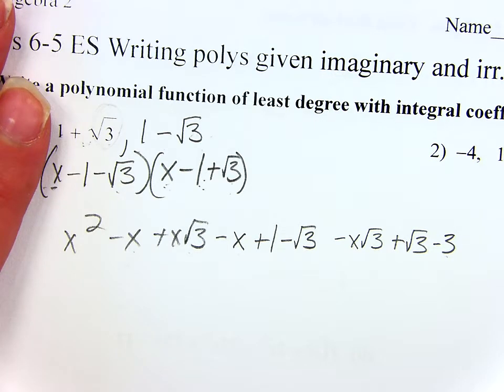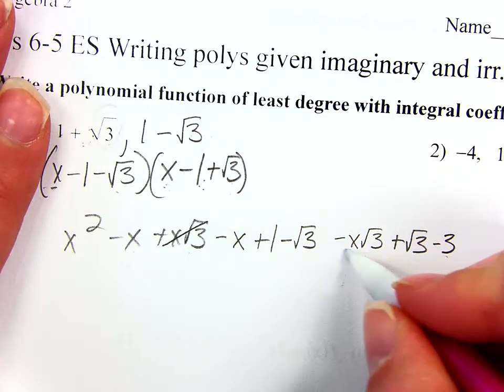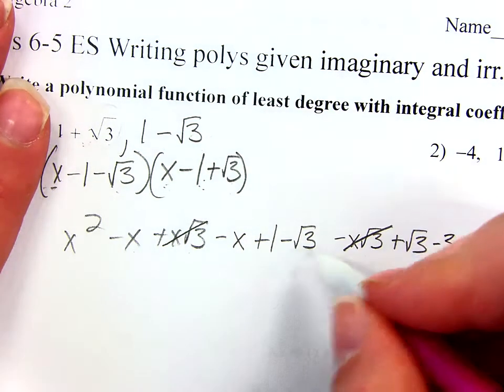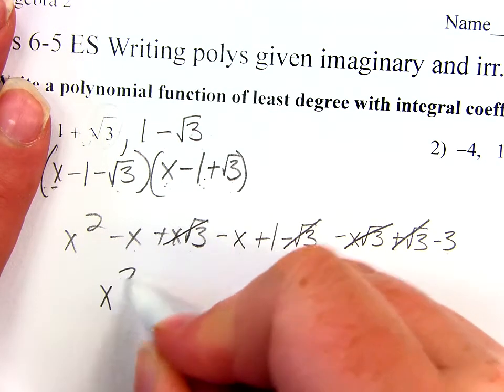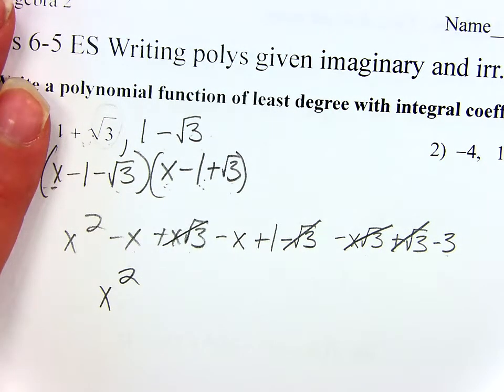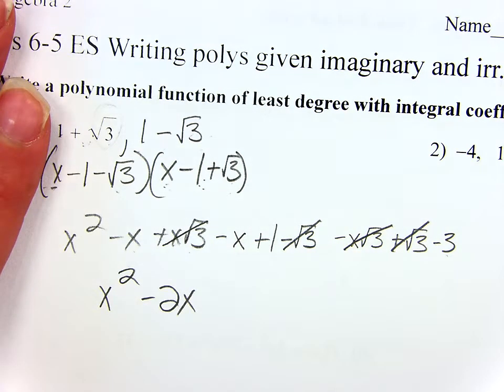Now we're going to combine like terms. A whole bunch of things are going to cancel out. Hopefully. Let's see. I see a positive x root 3 and a minus x root 3. That's good. I see a minus root 3 and a positive root 3. And I don't see anything else. What's left is kind of nice. So I've got x squared minus 2x, and then a plus 1 minus 3 is a minus 2.